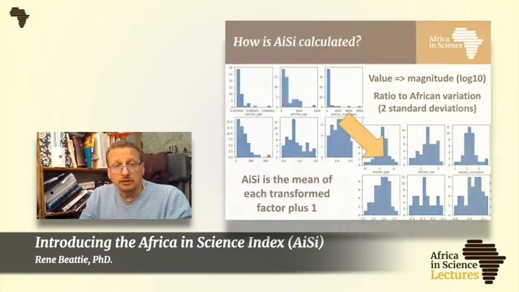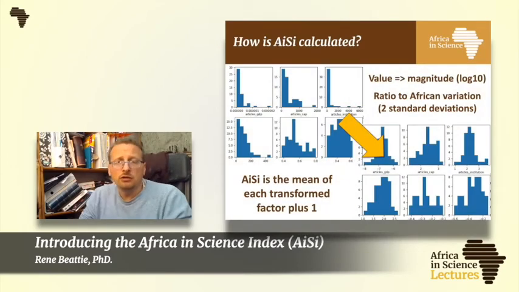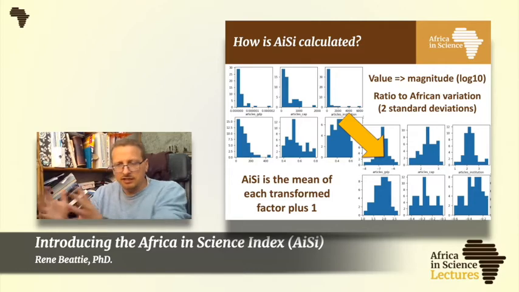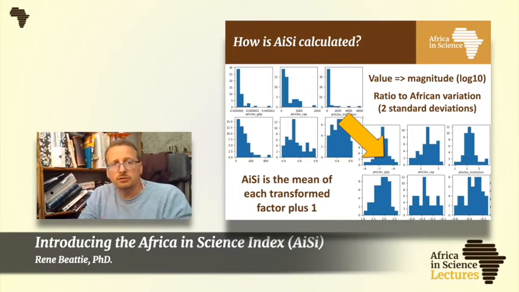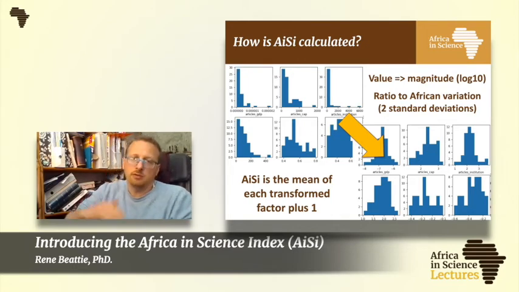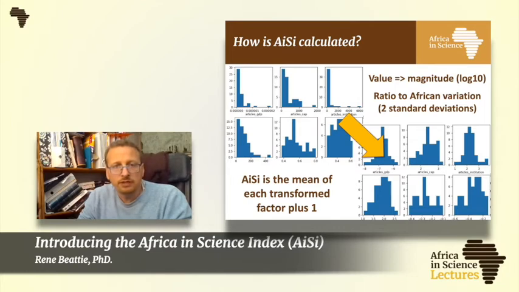So how we calculate it is we start off with these raw values from each of these factors. They span all sorts of different ranges, completely impossible to directly compare them, and the highest values are typically multiples of the lowest values. So the first thing we do is we take the values and convert them to their magnitudes. We take the log 10, and so 1 unit in a log 10 just tells us how many orders of magnitude bigger it is.